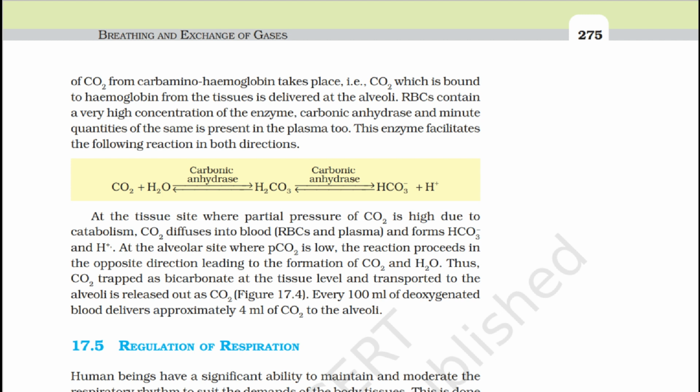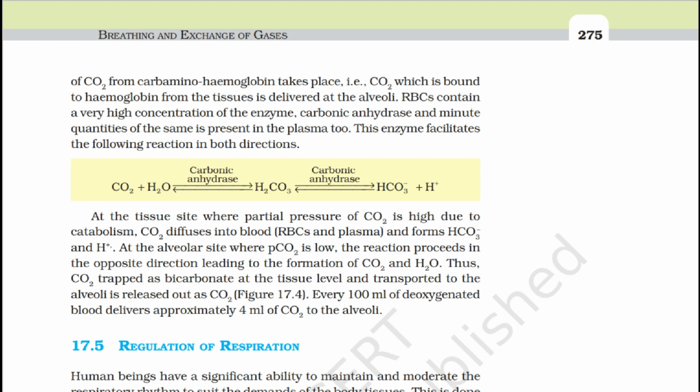RBCs contain a very high concentration of the enzyme carbonic anhydrase, and minute quantities of the same is present in the plasma too. This enzyme facilitates the following reaction in both directions. At the tissue site where partial pressure of CO2 is high due to catabolism, CO2 diffuses into blood, RBCs and plasma, and forms HCO3 and H+. At the alveolar site where PCO2 is low, the reaction proceeds in the opposite direction, leading to the formation of CO2 and H2O.